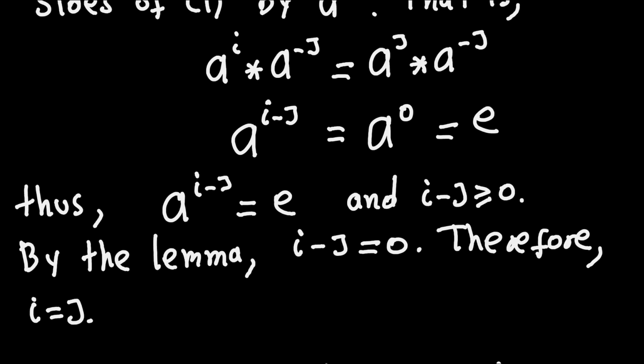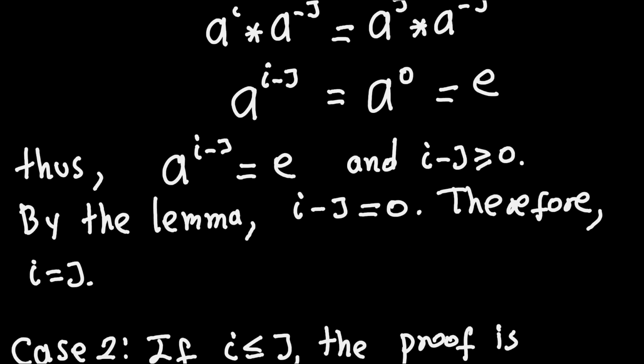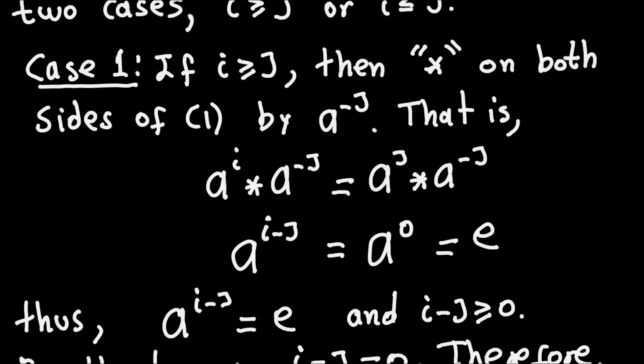So it's a natural number or 0. By the lemma, the only way that's possible is if that exponent is itself 0. So i minus j has to be 0, which is the same as saying that i is equal to j. So we proved that i is equal to j under the assumption that A has infinite order. Now that's only for case number 1, when i is bigger than or equal to j.